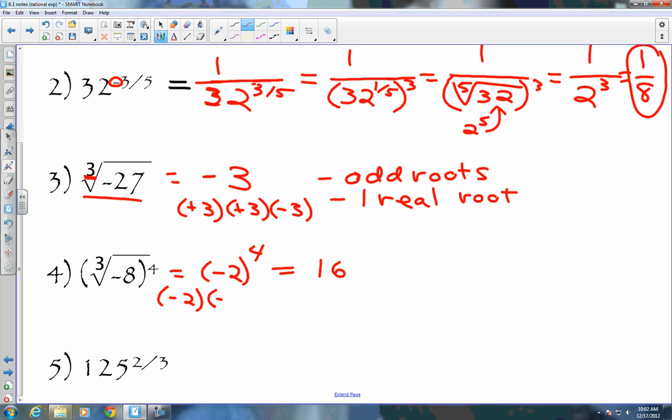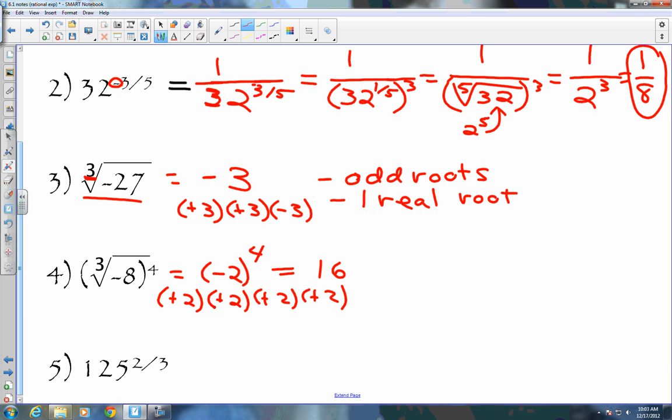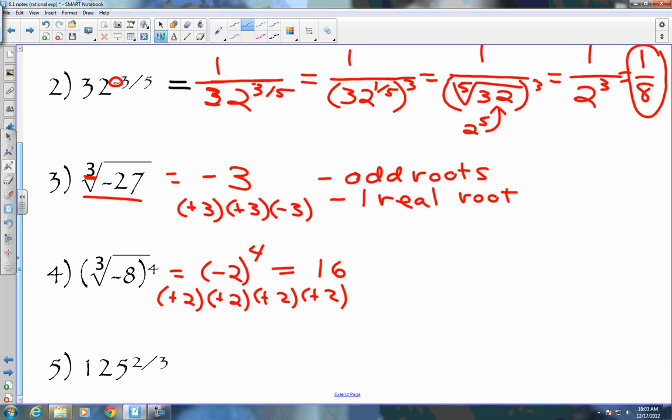It's positive. So I take negative 2 times negative 2. Okay. So a negative 2 times negative 2 is positive. This negative 2 times negative 2 is positive. So anytime you raise something to an even power, your solution will be positive. Okay, does that make sense? Questions? Okay. If in doubt, write it out like this and figure out what it should be.